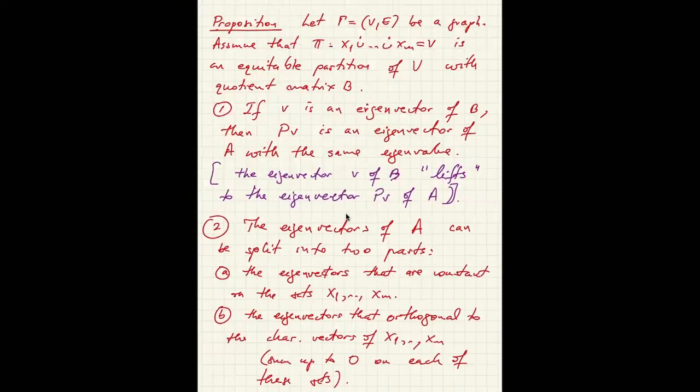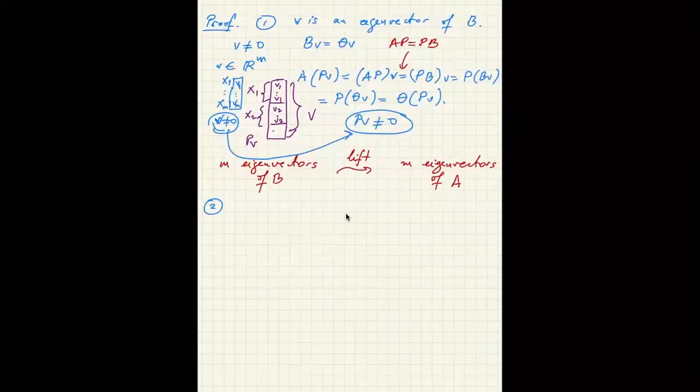Okay. Now, for the second part, what did we say about the second part? We'll get eigenvectors that are constant on the sets x1, x2, xm, and then we'll get these eigenvectors that are, how to say, perpendicular, so they sum up to 0 on those parts. So there's a bit of subtlety here involving, again, linear algebra.